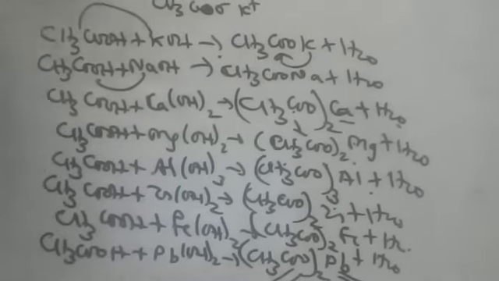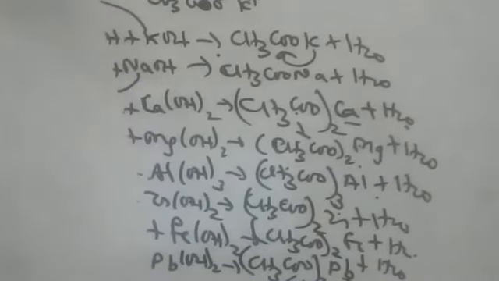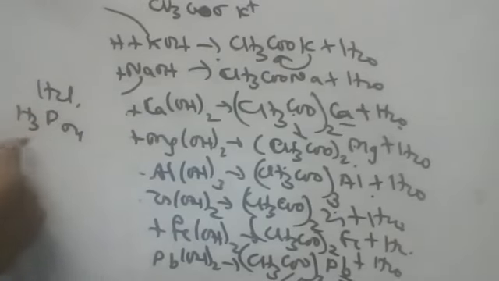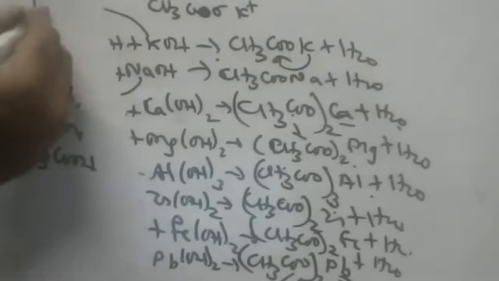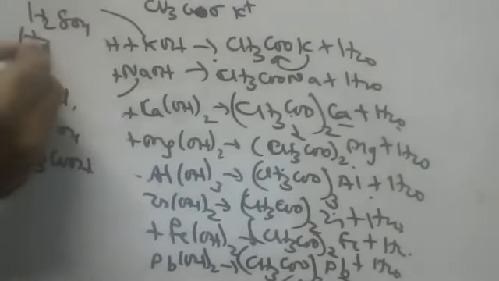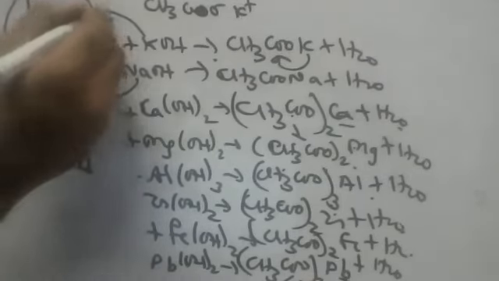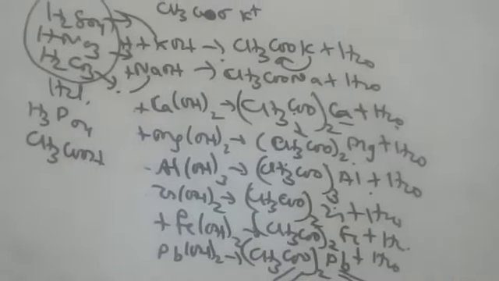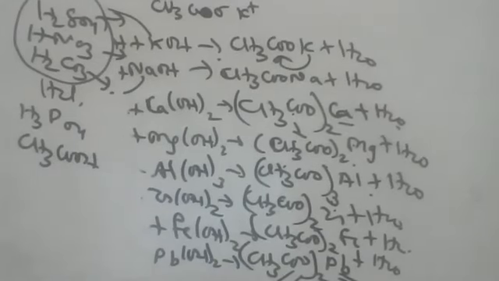So, children, till now I did 3 acids. What are the 3 acids I did? HCl I did, H3PO4 I did, CH3COOH I did. Now you are going to practice H2SO4, HNO3, H2CO3. You are going to practice sulfuric acid, nitric acid, carbonic acid. If you practice only, you will get it. If you don't practice, you will not understand. You have to practice them.